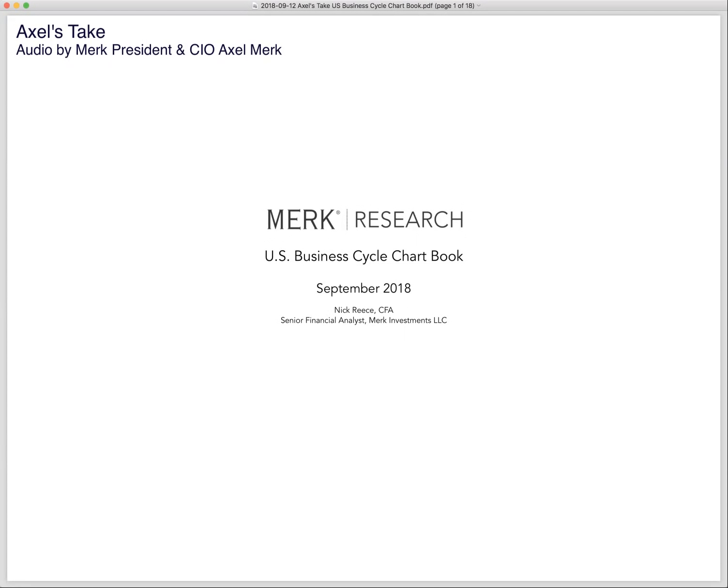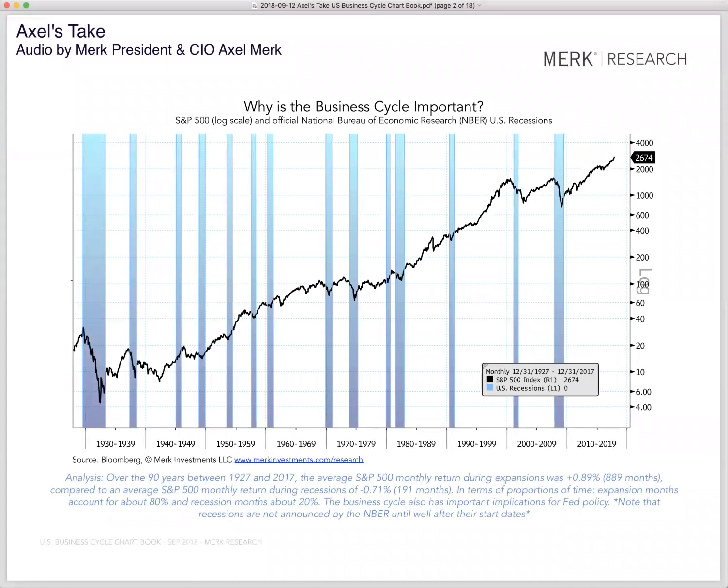And as usual, I'll give my in-between-the-line readings of our most recent chart book. This is on the US business cycle. Nick Rees, our Senior Financial Analyst, is the driving force behind these charts, and I encourage everybody to listen to his analysis as well. He has more of a cut and dry analysis. I provide, or at least try to provide, more of an in-between-the-line reading.